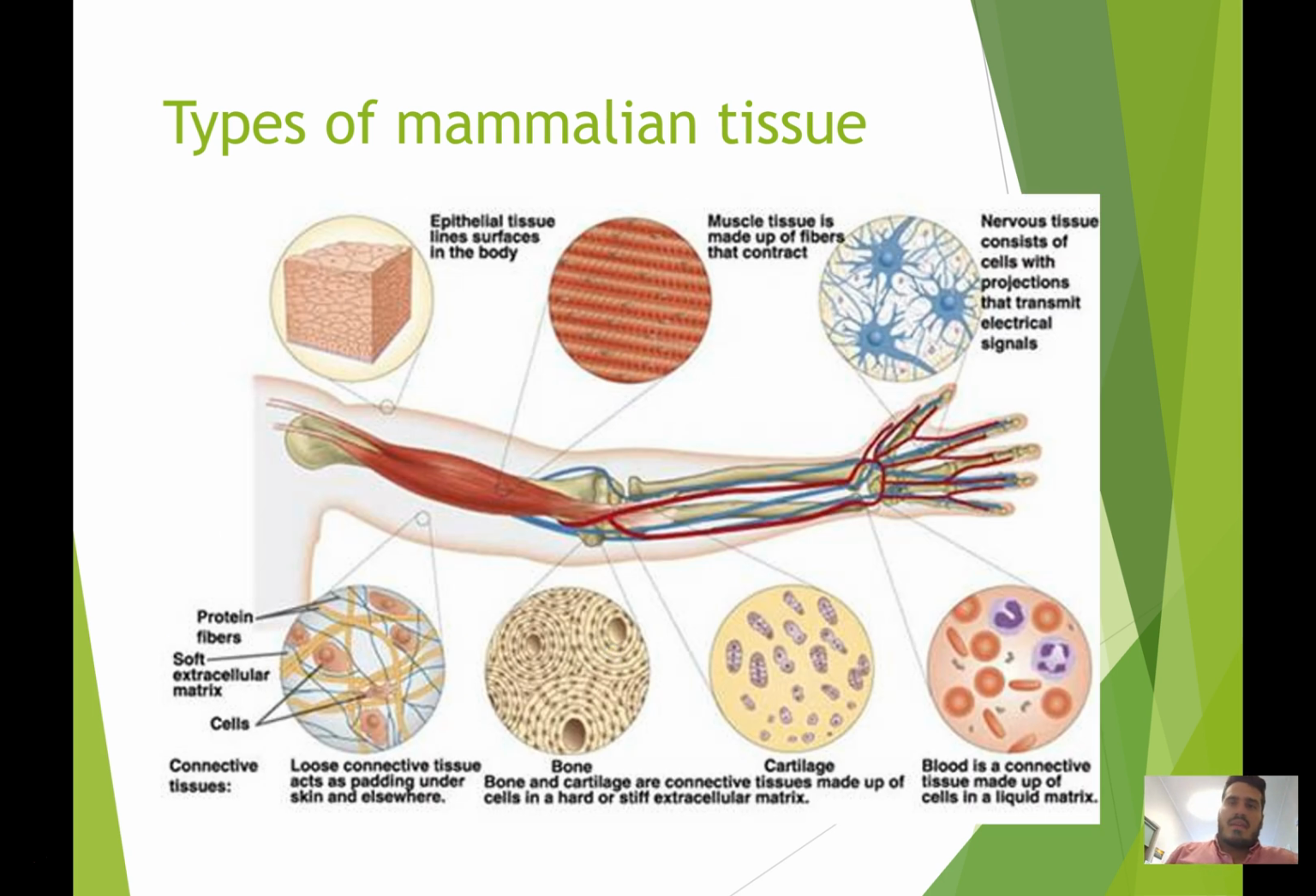So here are the mammalian tissues. Okay, so we've got epithelial tissue, for example, your skin, muscle tissue, for example, some people's biceps, nervous tissue, you can find that everywhere in your body that you can feel anything, there's nervous tissue there, and then we've got connective tissues, lots of different types of connective tissues.